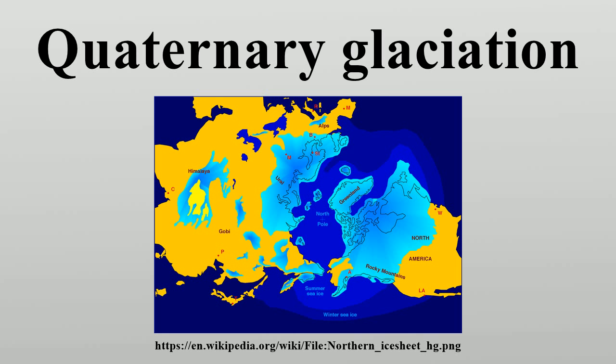Causes. No completely satisfactory theory has been proposed to account for Earth's history of glaciation. The cause of glaciation may be related to several simultaneously occurring factors, such as astronomical cycles, atmospheric composition, plate tectonics, and ocean currents.